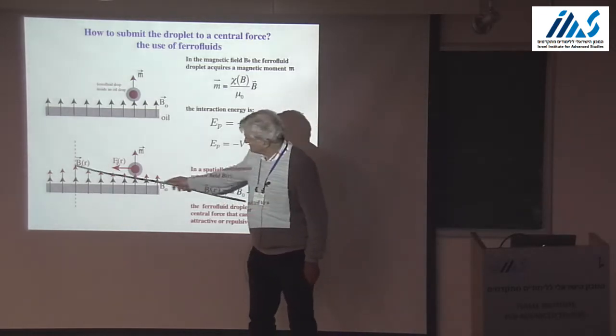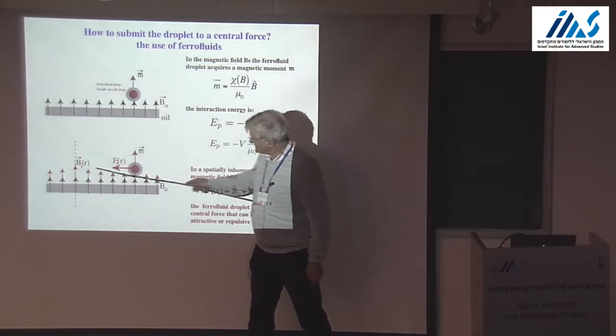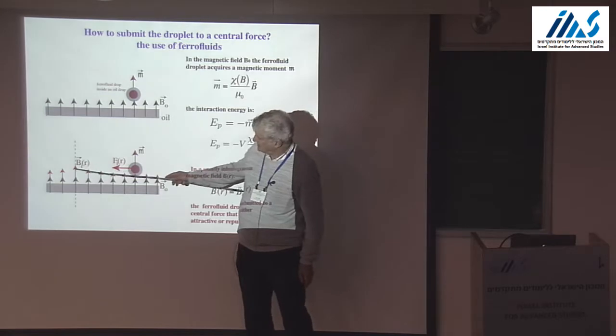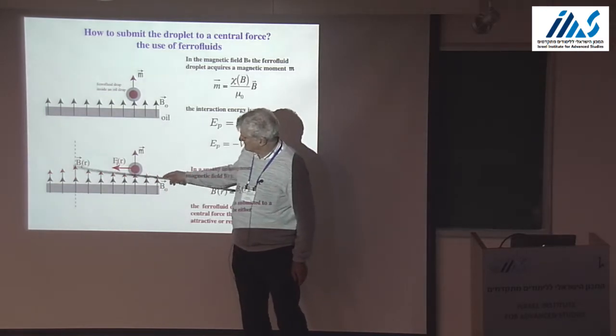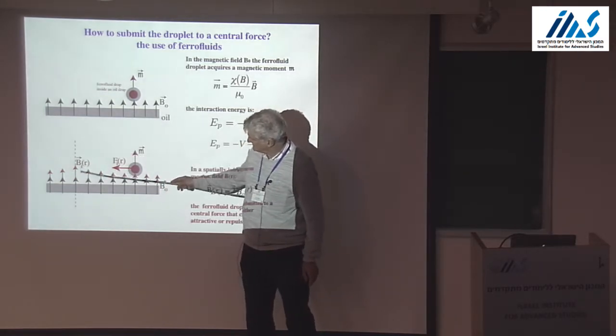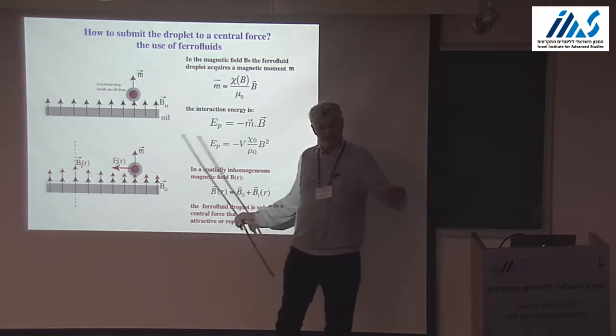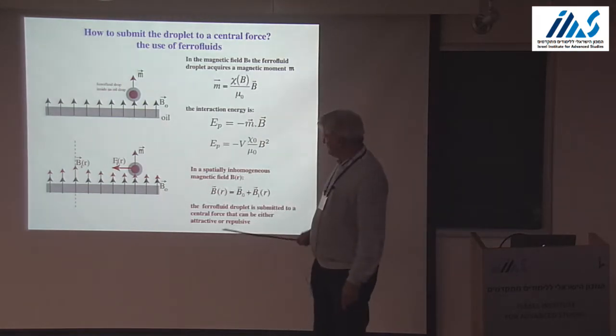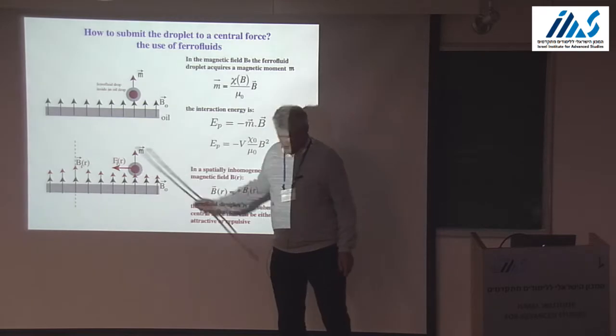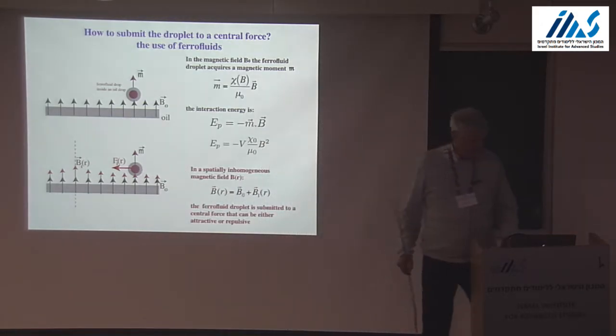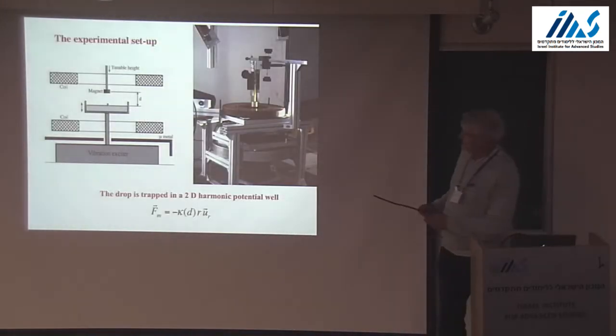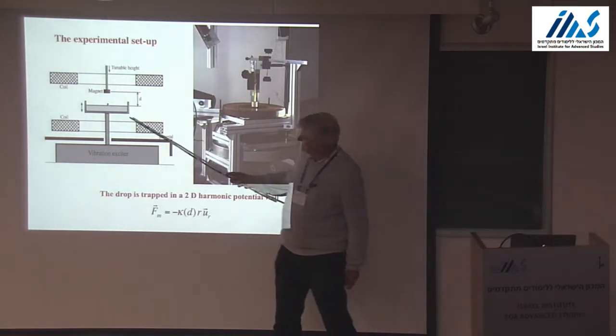Now, on the magnetic field, you superimpose a second magnetic field, which is centered, which is maximum here. You have a small magnet here. And so you have a gradient of magnetic field, and therefore the small dipole will be submitted to a central force toward the point below the magnet.